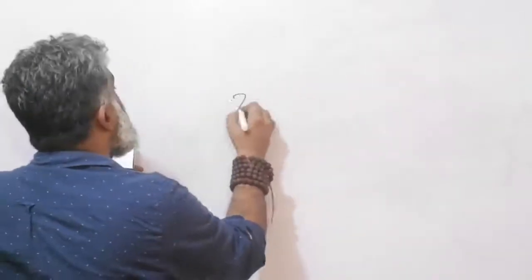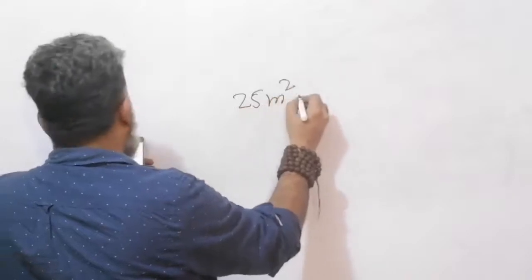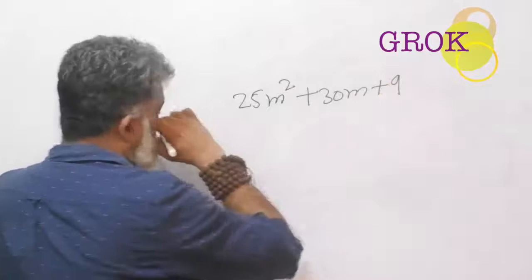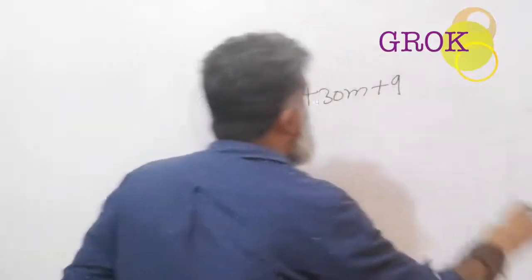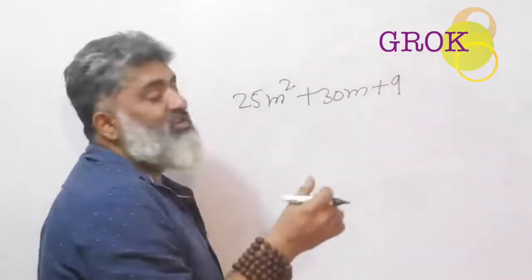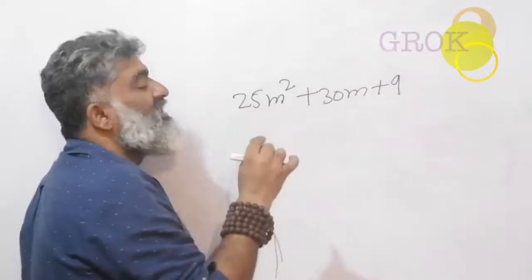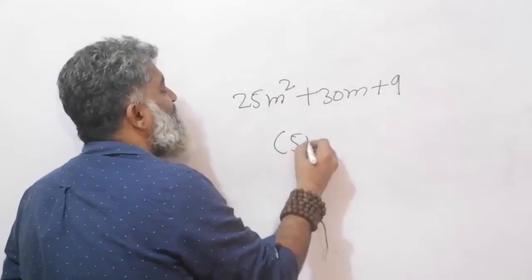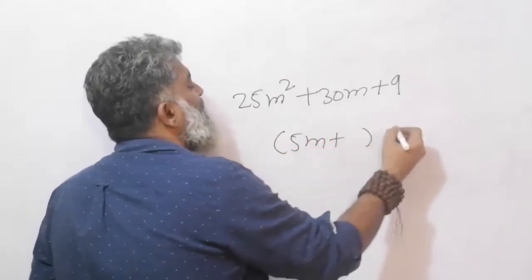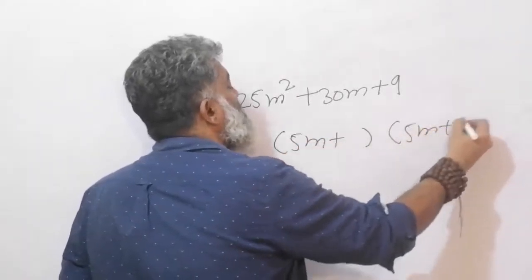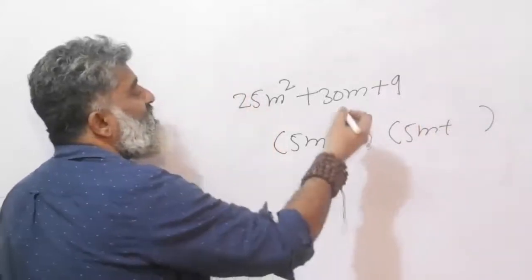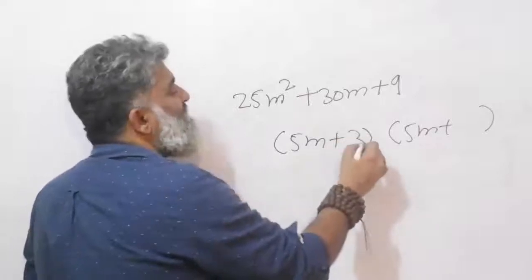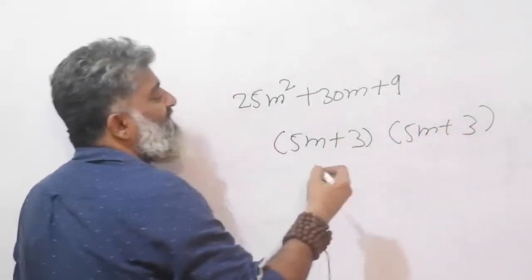Let's try 25m square plus 30m plus 9. So this 9 looks like a 3 into 3, and this 25 definitely tells me it's a 5m square, right? So it is going to be 5m plus something and another 5m plus something. So now the only question is, what multiples do you want to try? 3 into 3 looks good to me. Let me try that out. 5m plus 3 into 5m plus 3.